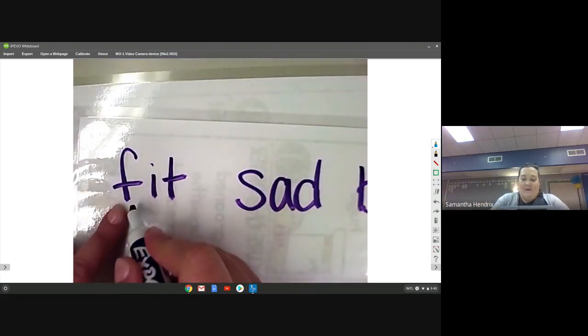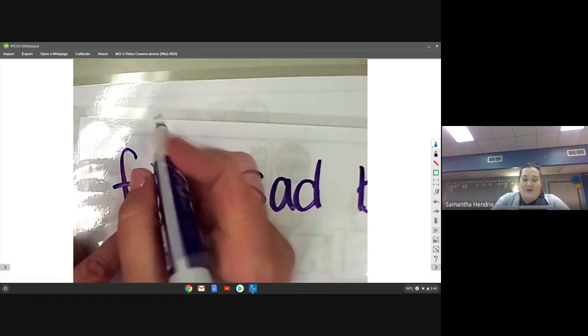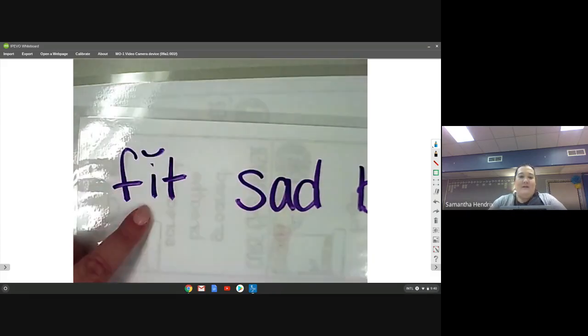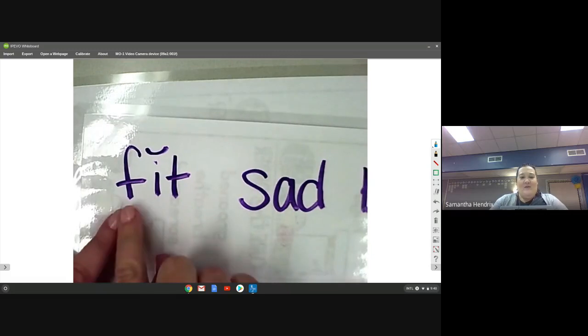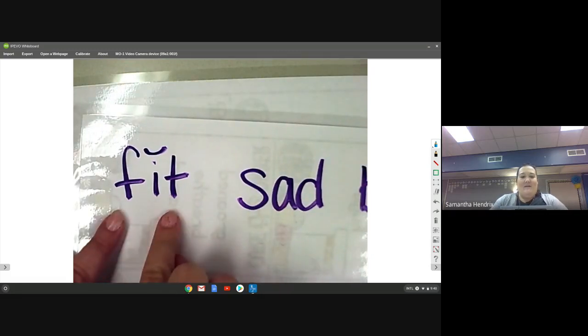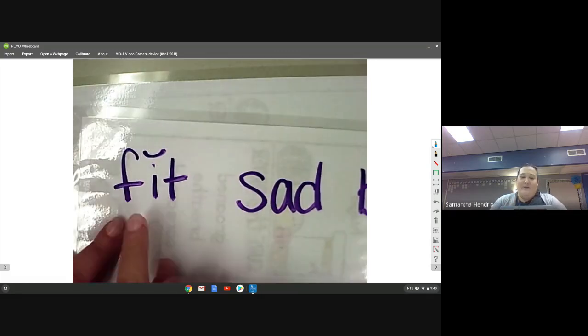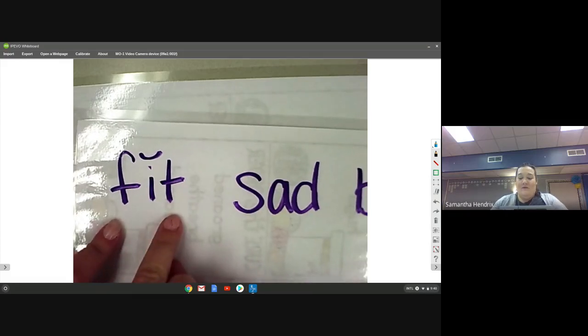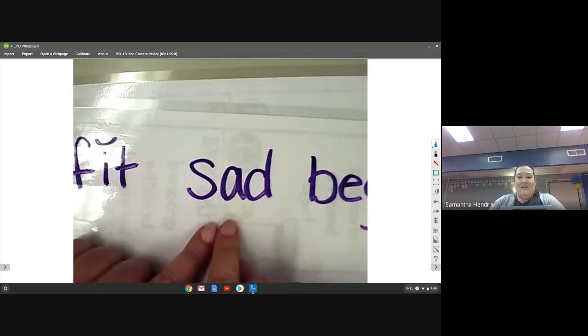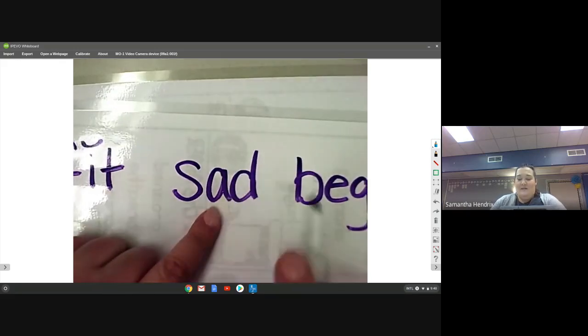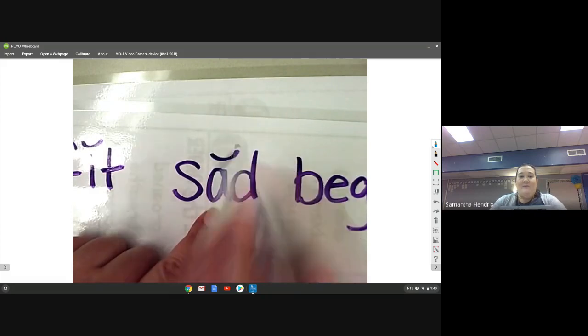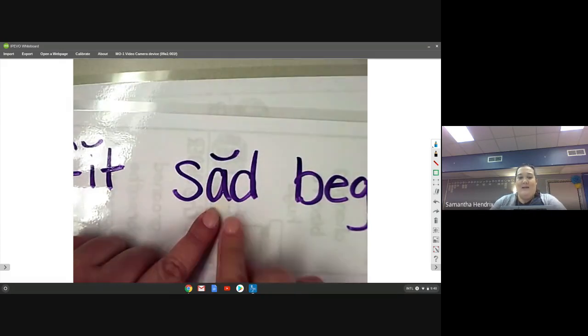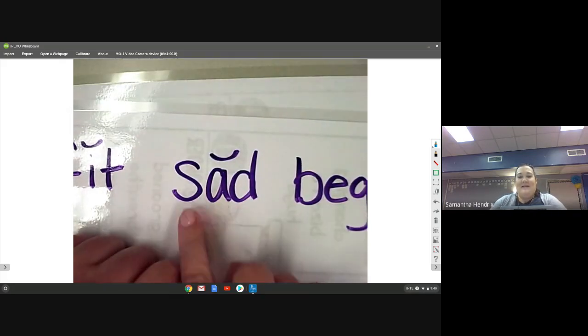We have, here's our vowel. So I'm going to code it with a breve, and then I'm going to sound it out. It. And then I want you to put it together. It. What word? Fit. Good. Let's look at this one. Here's our vowel, and it's followed by a consonant. So I'm going to code it with a breve, and then I'm going to pronounce it: sad.